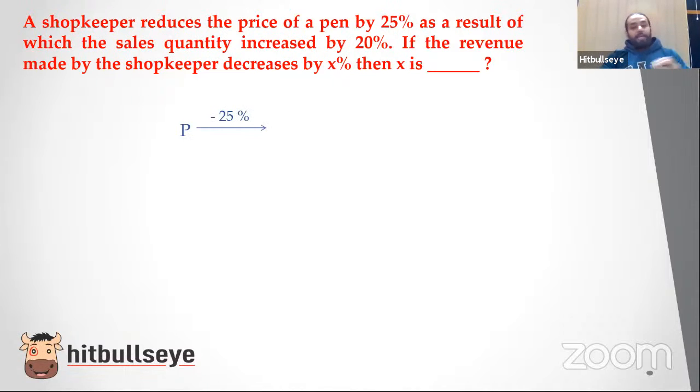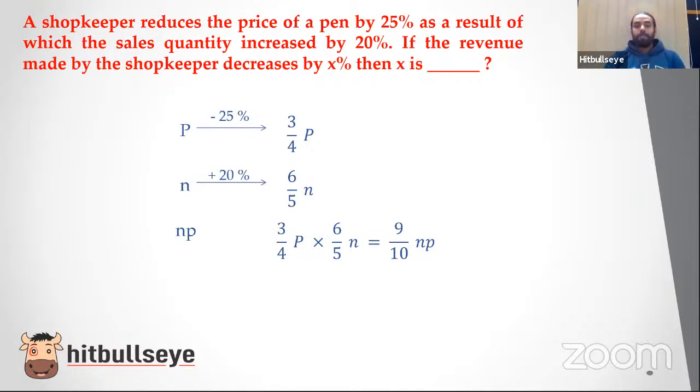First, I saw that I reduced the price P by 25%. That would be 3/4 P. If you know percentage fractions, you will understand that if I subtract 25% from P, it becomes 3/4 P. Now N is my quantity, my sales. N will be increased by 20%. So a 20% increase is 6/5 N. Again, a concept related to fractions. Now, what will be NP? What will my revenue be? Sales multiplied by the amount. So N multiplied by P becomes this equation, 3/4 P multiplied by 6/5 N. Simple. I multiplied what was written above: 9/10 NP.